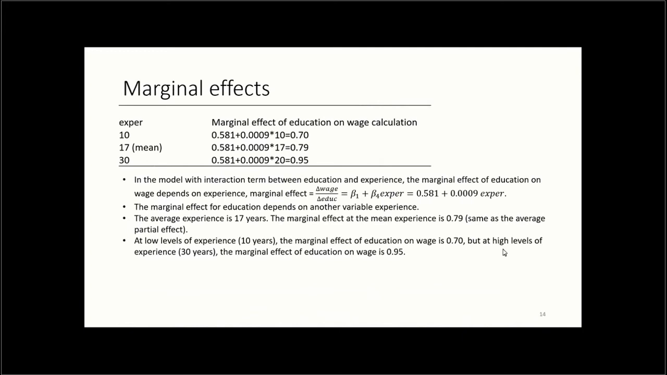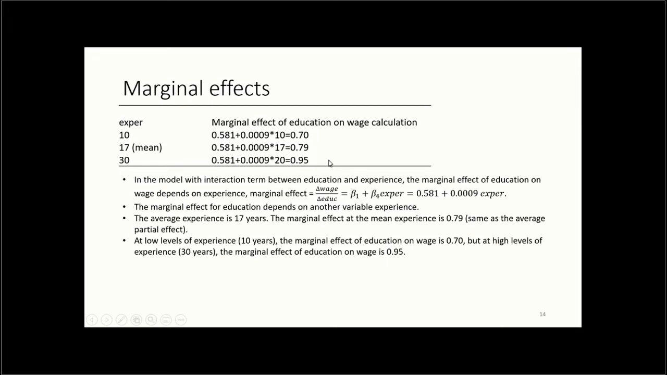So let's look at several marginal effects. Here, the marginal effect would be delta wage over delta education. Notice that now it depends on experience, the other variable, and I pick up the coefficients from the previous slide. If I give different values for experience, I can calculate these marginal effects. So here I gave it 10 years of experience, 17, which is the average number of years of experience in the sample, and 30.